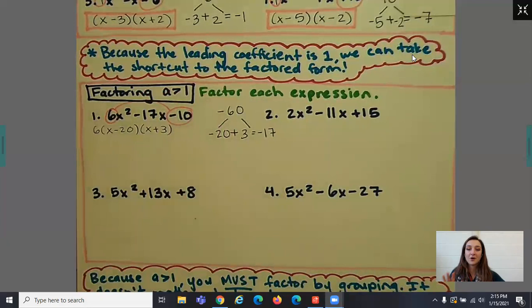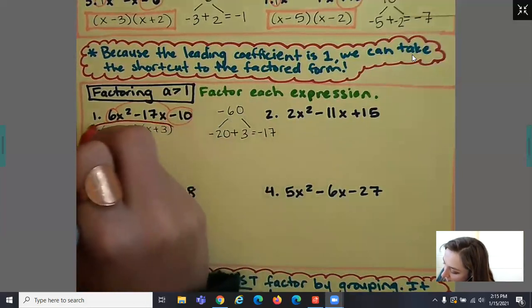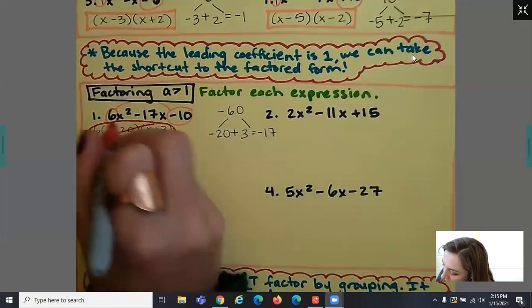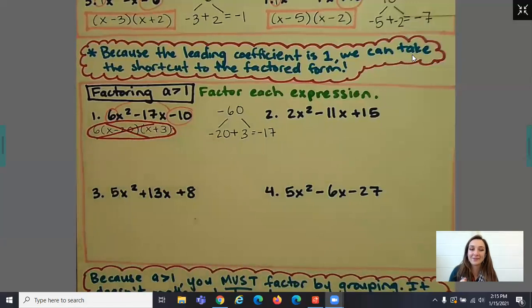But that is so wrong. Please do not do that. I'm writing it there so that you can see how not to do it. So let's just circle this, and we're going to put a big x through it. So do not do that. What you have to do instead is you're going to have to factor by grouping.